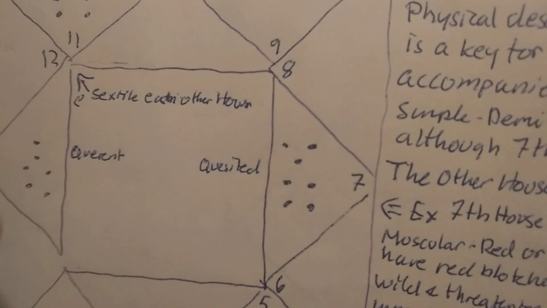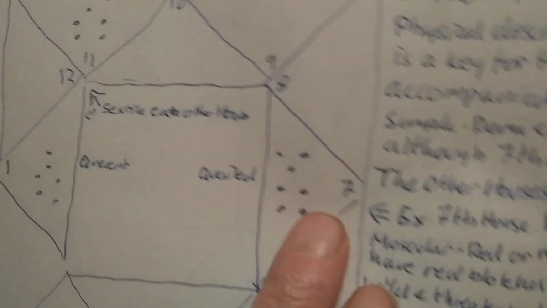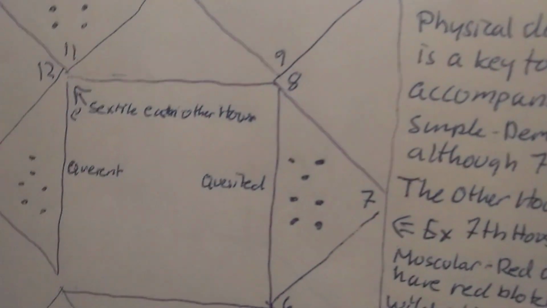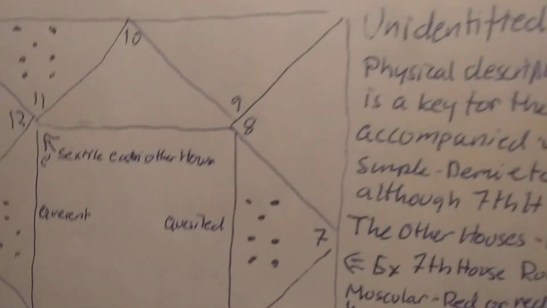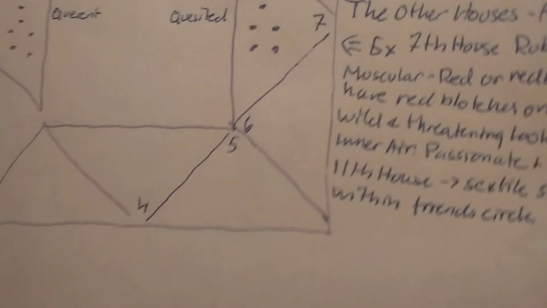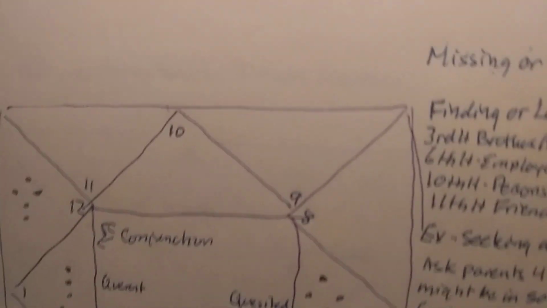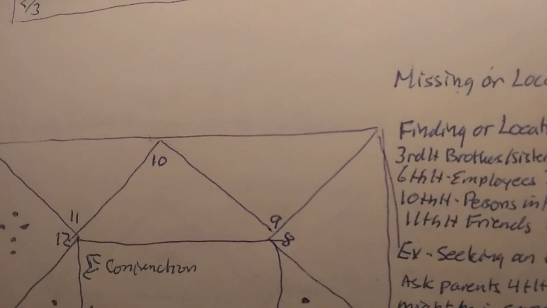So if somebody had made a question about, they didn't know who I was, they got this description and they found out that I knew some of their friends. So that would be the unidentified person. And here's something I used quite a lot, missing or a location of a person.